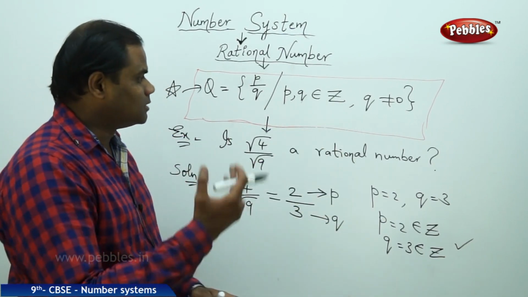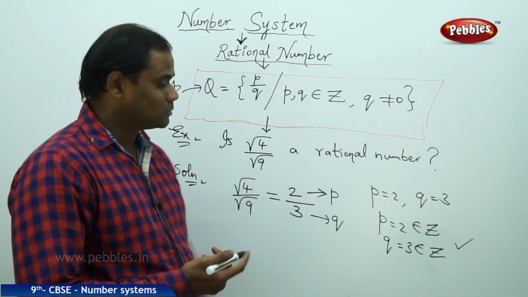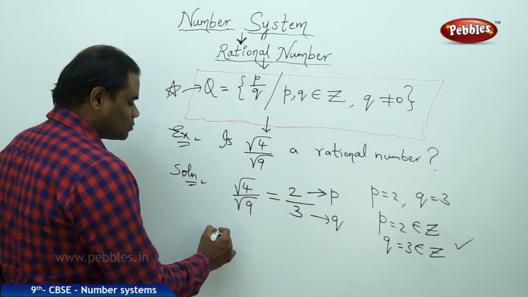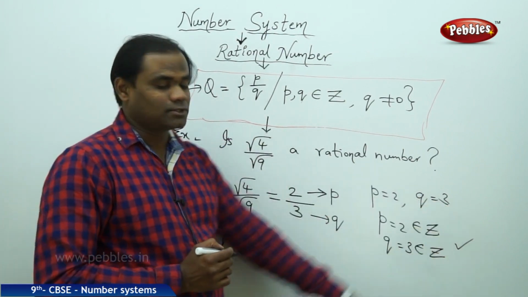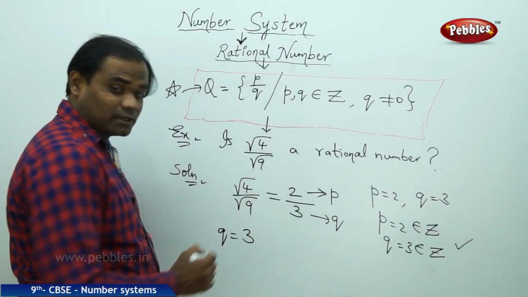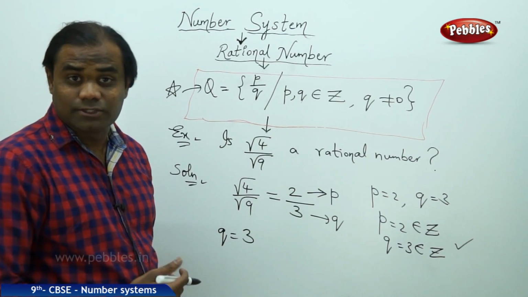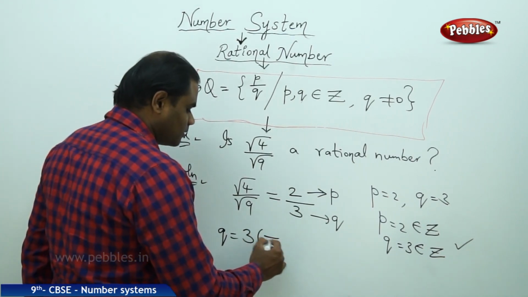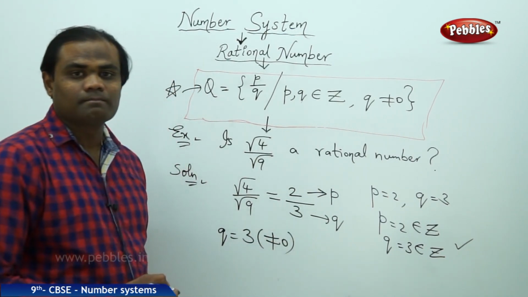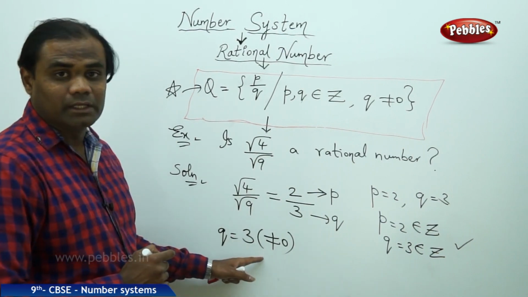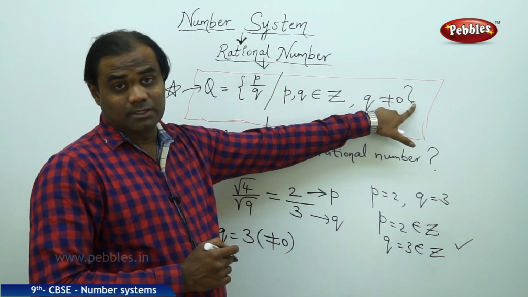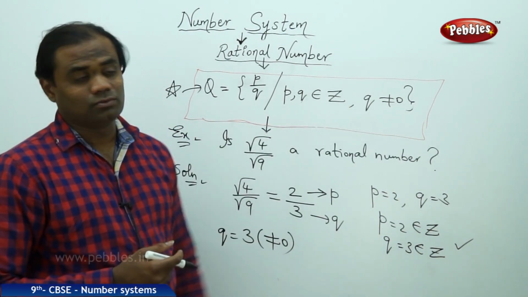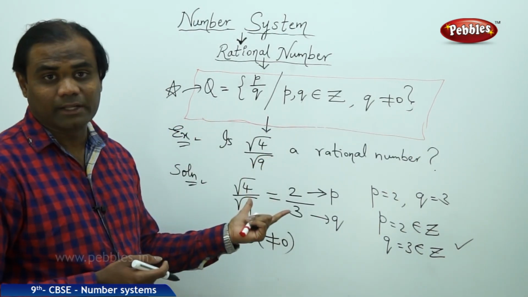Now let's try to see the test number 2. Clearly the test number 2 is about picking Q, where I got my value of Q, which is 3, and further 3 is a non-zero number. Therefore this can never be equal to 0, and therefore Q equal to 3, which is not equal to 0, also passes the test number 2 for the number √4/√9.